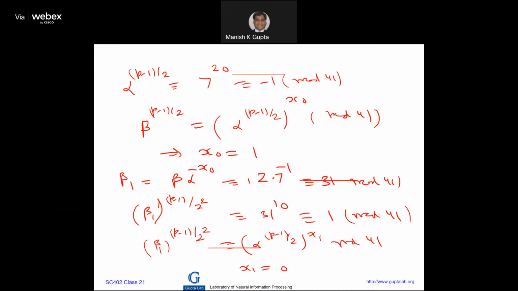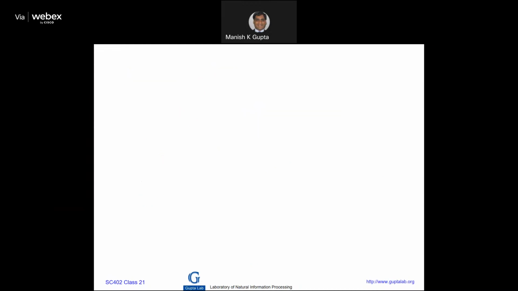Continuing this way, we arrive at beta 2. I will skip a few steps, just verify that x2 is equal to 1. So x is equal to x naught plus 2x1 plus 4x2, which turns out to be 1 plus 4, equal to 5 mod 8.